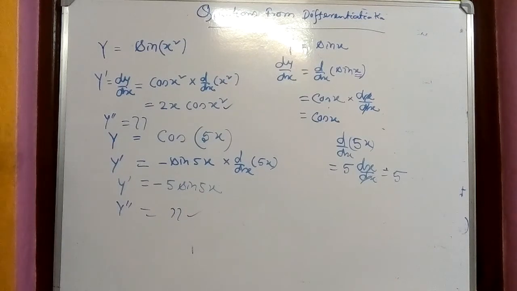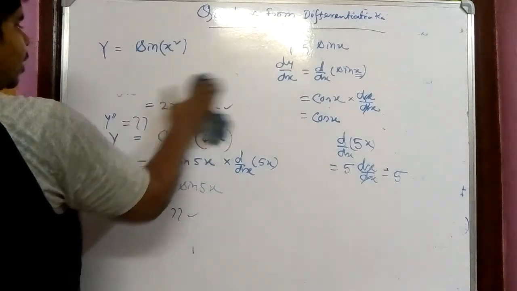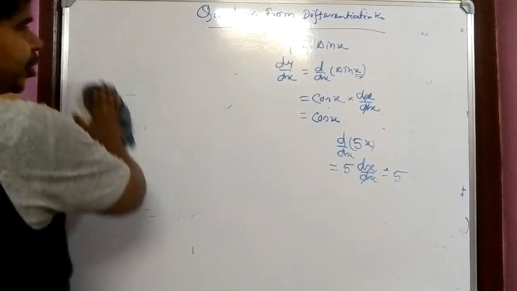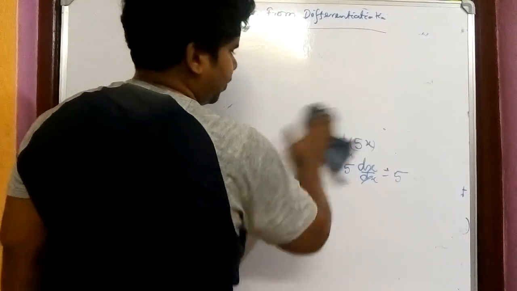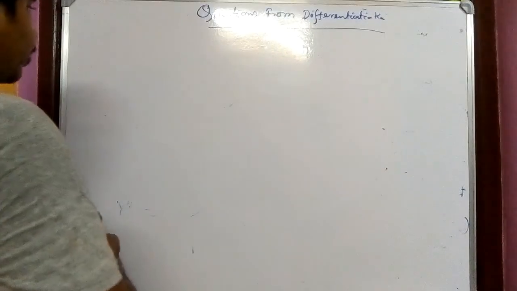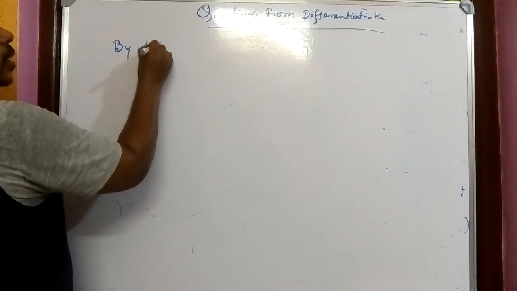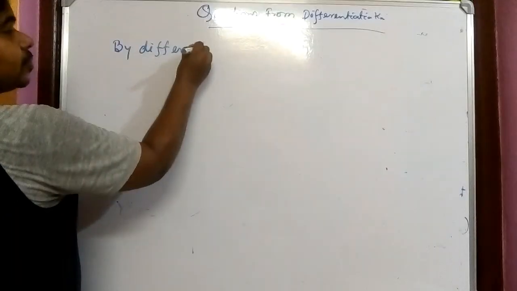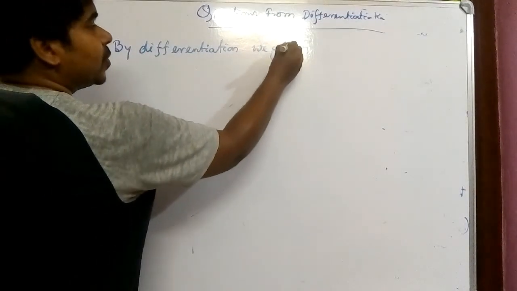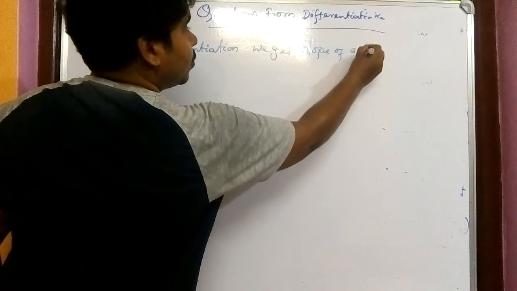Now I am coming to what is the need of differentiation in physics. In the previous class we discussed that by differentiation we are finding slope. So what we get from differentiation, we can say that by differentiation we get the slope of a graph.